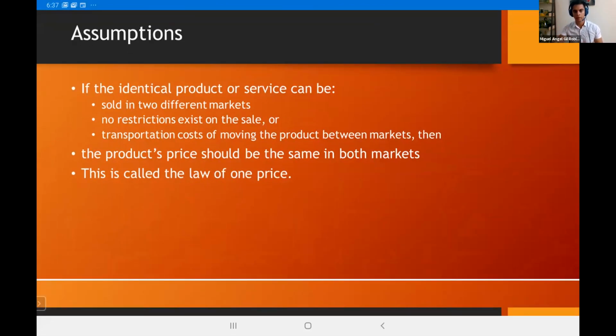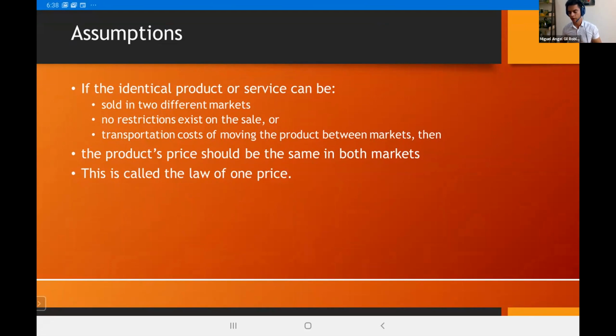The first one is that the same good is being sold in 2 different markets. So it has to be exactly the same good. In that example, I said that it was a burger, it was the same burger, same taste, same quality, same size. So it has to be exactly the same product being sold in 2 different markets.